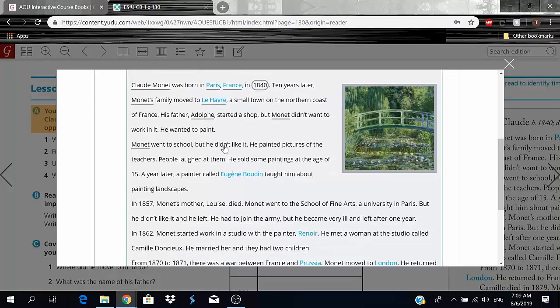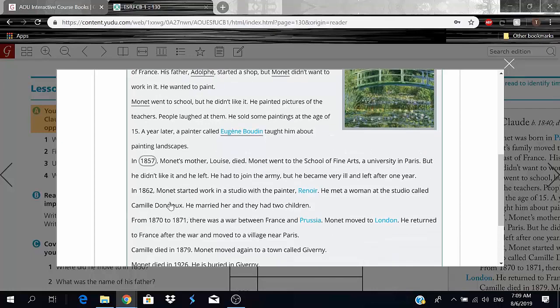Monet went to school, but he didn't like it. He painted pictures of the teachers. People laughed at them. He sold some paintings at the age of 15. A year later, a painter called Eugene Boudin taught him about painting landscapes. In 1857, Monet's mother, let me actually just underline this, Louise, died. Monet went to the School of Fine Arts, a university in Paris, but he didn't like it and he left. He had to join the army, but he became very ill and left after 1 year.